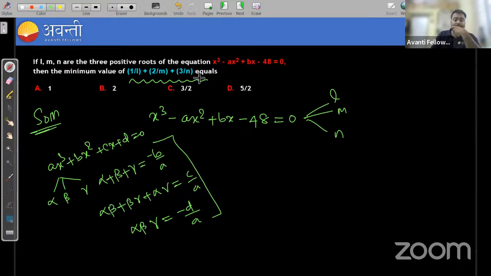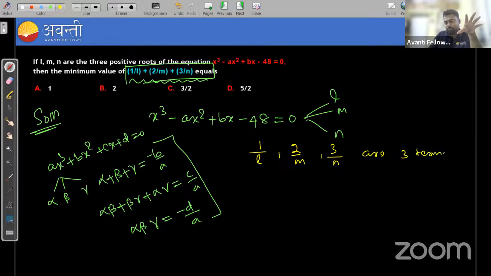So what we are doing here: we need to find 1 by L plus 2 by M plus 3 by N. So I am taking these three terms. These three terms are my three positive numbers. So suppose I am taking 1 by L, 2 by M and 3 by N as the three terms.